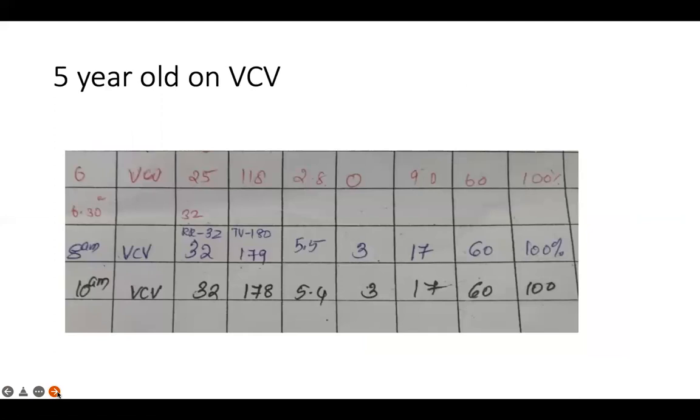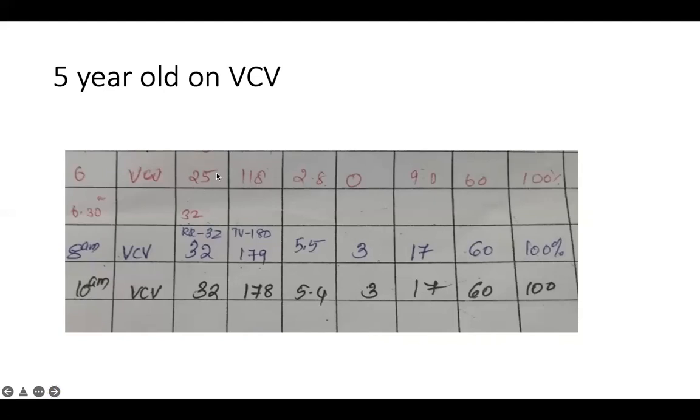Now coming to the next child. So this is another post-surgical patient, a 5-year-old on volume control ventilation. Here now, what is happening? You can see here, he was on a rate of 25 per minute at 120 ml. Volume control mode. He was getting 120 ml at 25 per minute.